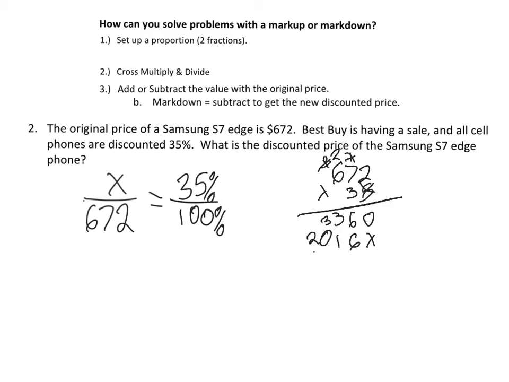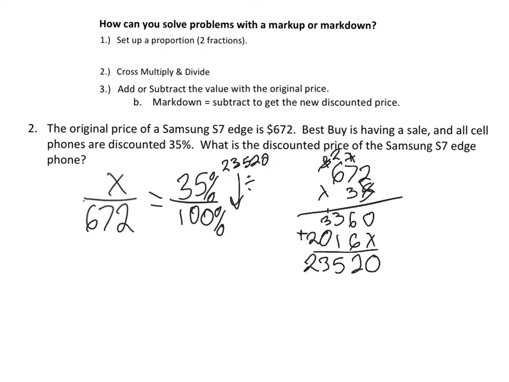Now we need to add. Get 0 here. 6 and 6 is 12. Carry the 1. 3 and 1 is 4, plus another 1 is 5. 3 and 0 is 3. 2 and nothing is 2. So we get 23,520. But we have to divide down.